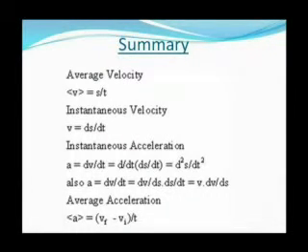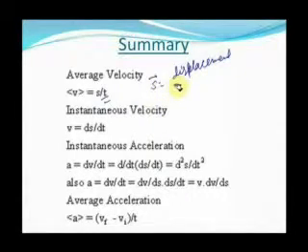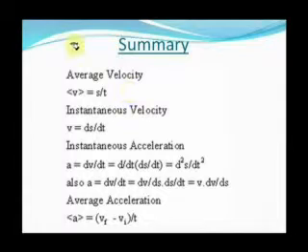Now we can summarize all the definitions that we have discussed so far. So let's see all those definitions one by one. So average velocity was equal to s by t, where s is your displacement and t was the time interval. Instantaneous velocity was equal to ds by dt, where again s is your displacement.